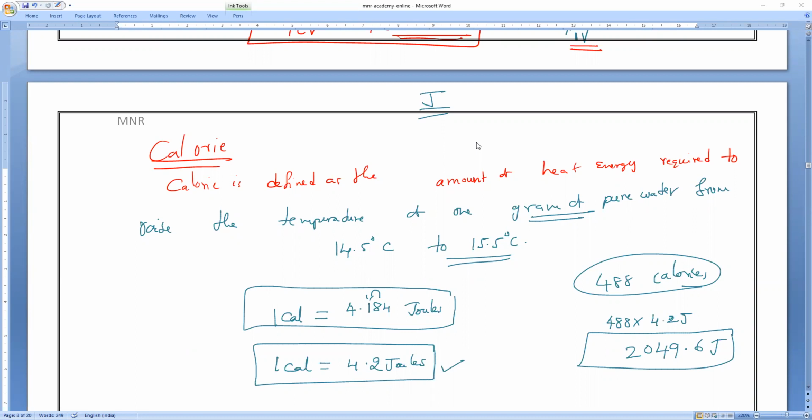And the constant value of the temperature of water is 14.5. The person who defined the calorie has given that a particular energy is equal to 1 calorie when the temperature rises from 14.5 to 15.5. Clear? Understood?